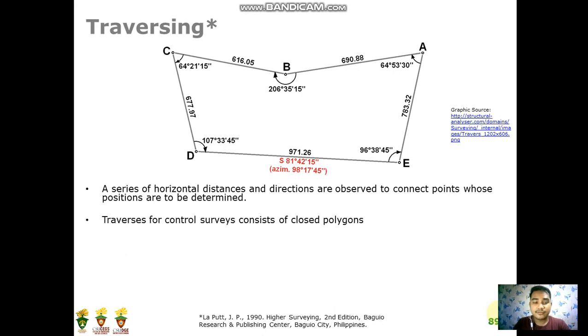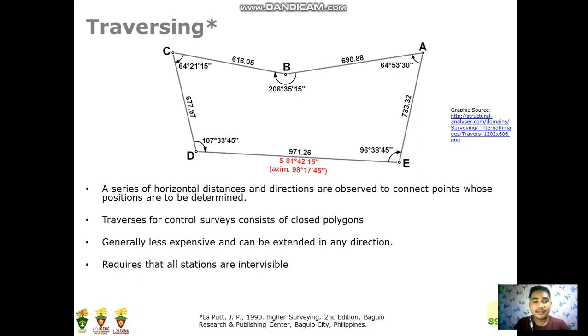And traverses of control surveys consist of closed polygon. Kinahanglan siya i-close para ma-check ang iyahang error. And kung naay error, ma-distribute siya between stations. And traversing is less expensive, kay maaman jud ang traditional, and can be extended in any direction. So flexible ni si traversing. And traversing requires all stations to be intervisible. Kinahanglan makita gid nimo ang mga stations kay you cannot directly get the relationship between those points kung dili siya visible. Dapat visible siya. Balo naman taana.